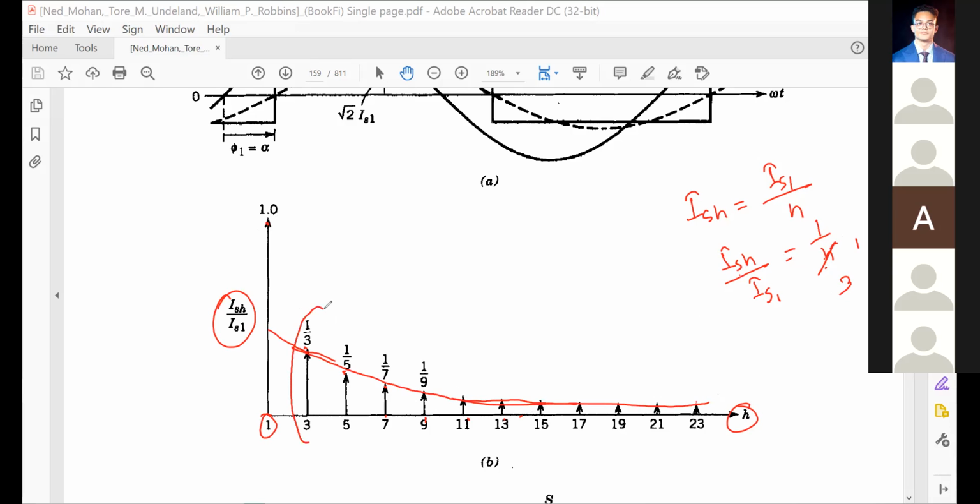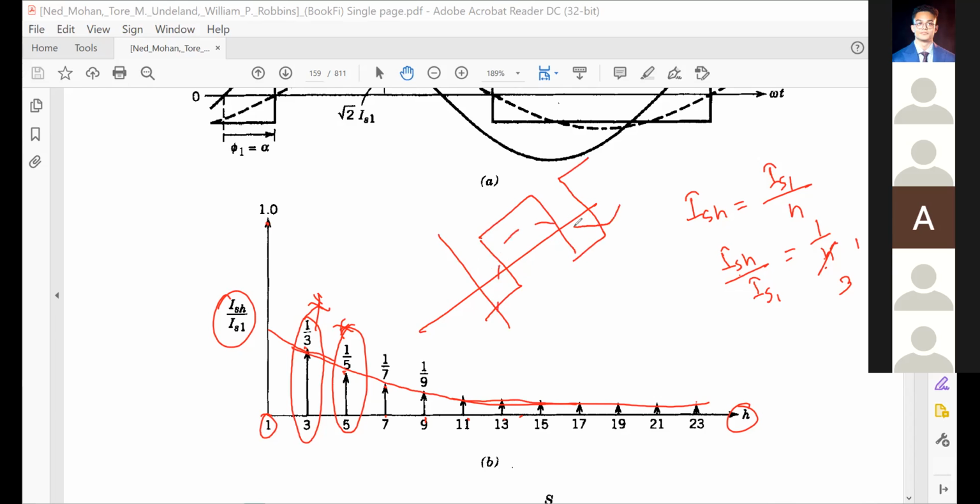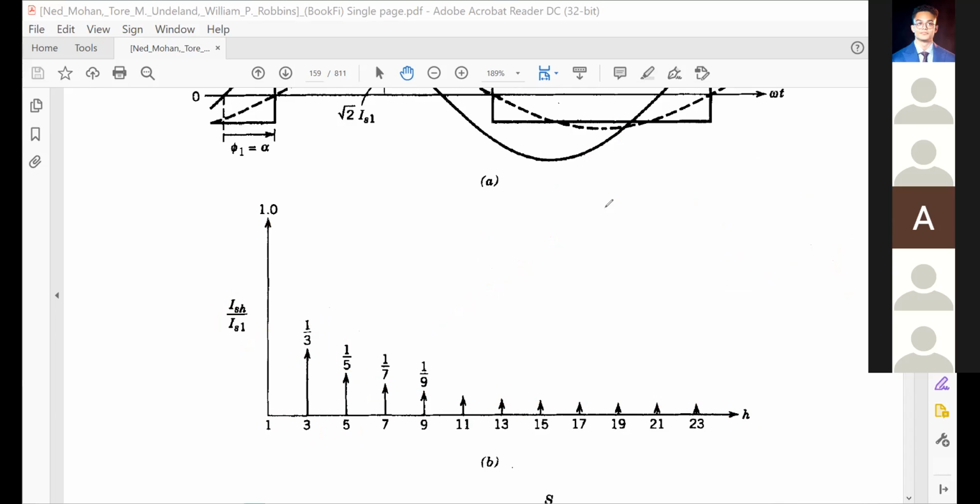So basically, if you want to use any filter, we have to filter out the third harmonic and fifth harmonic. And then you will get almost sinusoidal component of your input current. If you filter out this third harmonic and this fifth harmonic, you will get almost the sinusoidal. You understand what I want to say? Yes, sir.